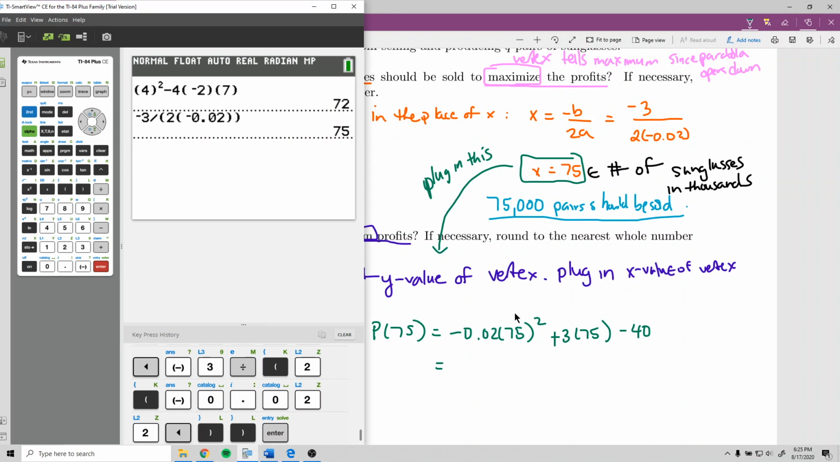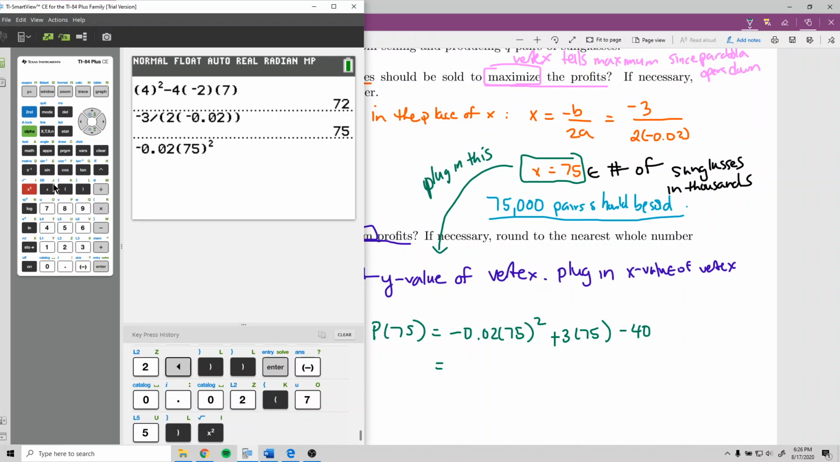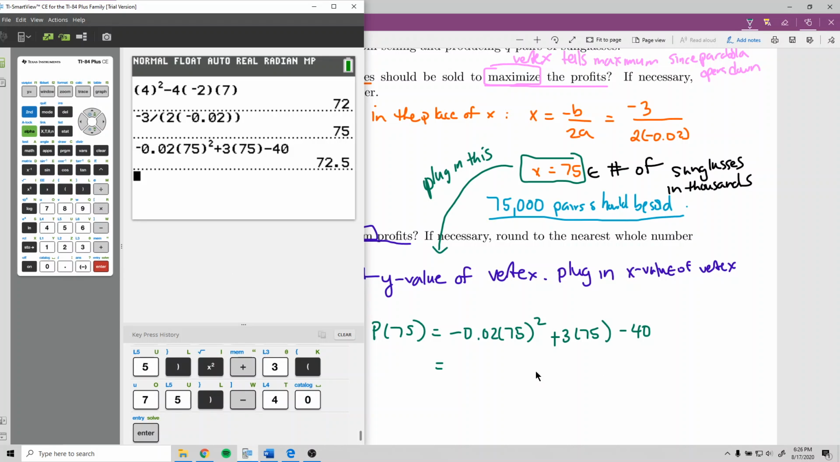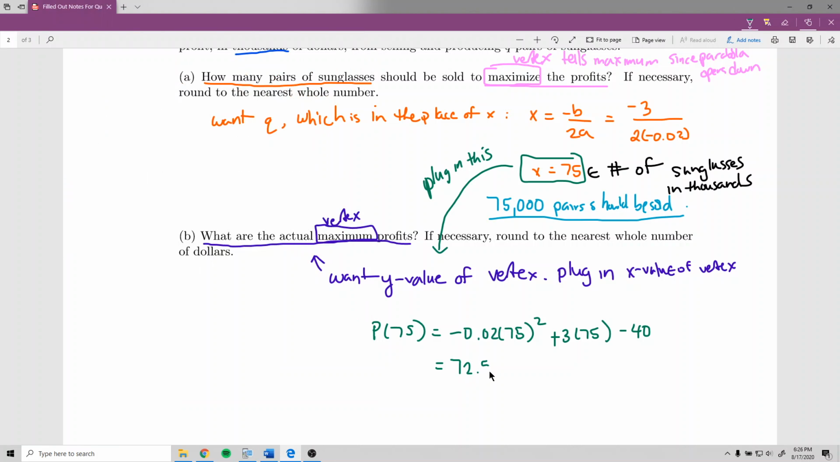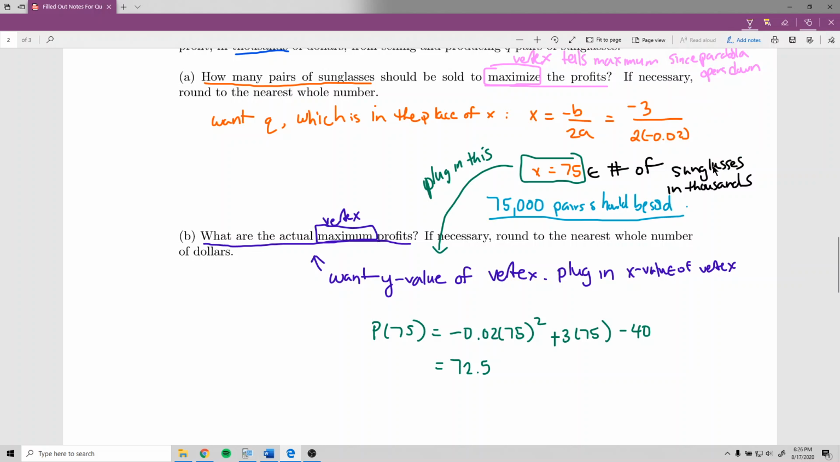And once again, if you want to use your calculator with this decimal and everything, that's more than okay. So we got negative 0.02 times 75 squared plus 3 times 75 minus 40. And this gives us 72.5. Right, so this is in thousands. So our profit is going to be 72.5 thousand.